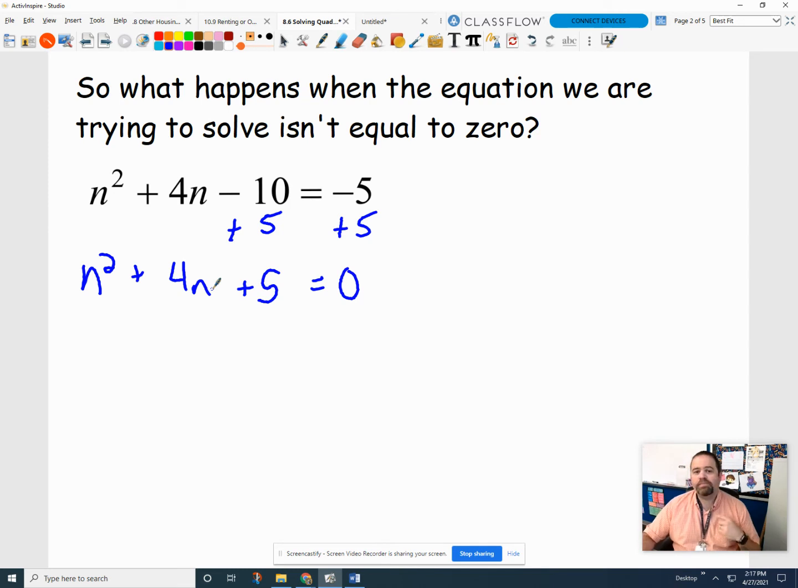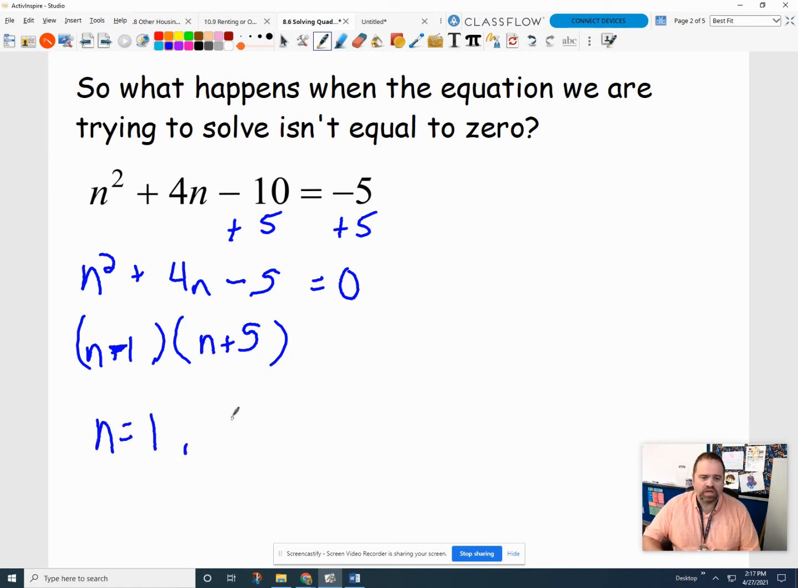Okay, what you should be left with now is a quadratic that will factor. So this will factor into n plus 1, n plus, that's not right. Okay, I made a mistake. You probably caught it before I did. That should be -5 here. So that's going to be n minus 1, n plus 5. So that means that my solutions are +1 and -5. So real simply put, if your equation doesn't equal 0, you need to make it equal 0. You cannot factor and solve an equation that is not equal to 0 yet.